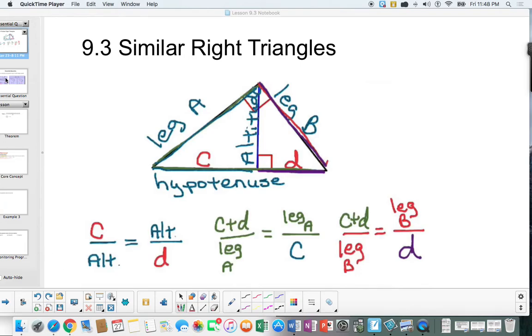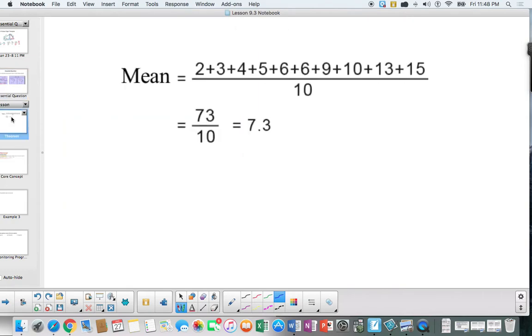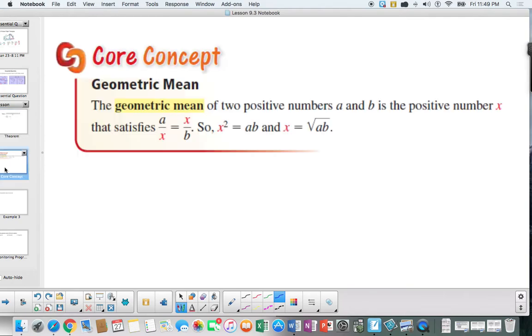9.3 Similar right triangles. Essential question: how are altitudes and geometric means of right triangles related? Let's first talk about the word mean. When you sum up a set of numbers and divide by the number of numbers, that is called a mean, an arithmetic mean. What we want to talk about today is geometric mean.